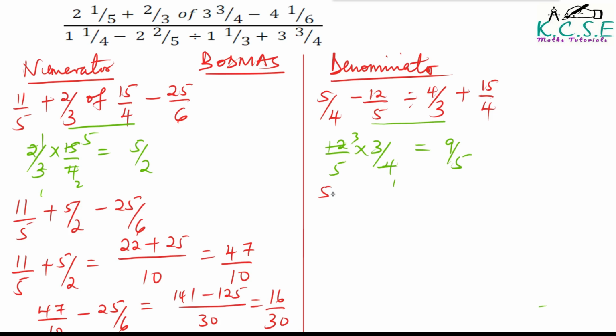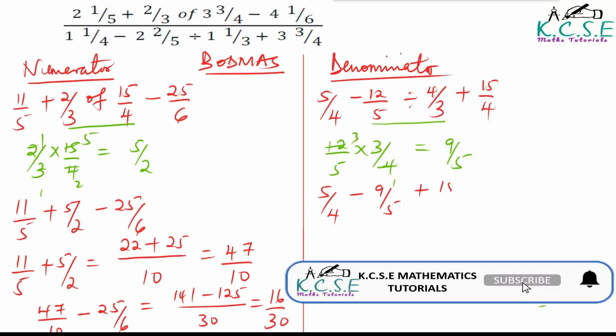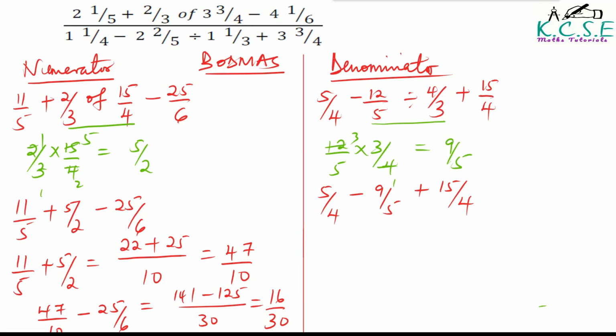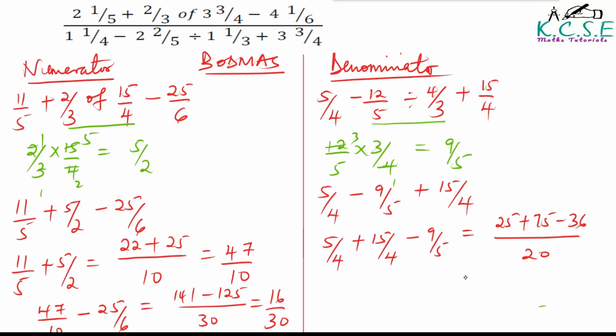After getting that, we can insert it, 5 over 4 minus, so we got the solution, this is 9 over 5 plus 15 divided by 4. Now, at this level, we have addition and subtraction. Addition should come first, so 5 over 4 plus 15 divided by 4, then we end with subtraction. So get the LCM. The LCM of 4, 4 and 5 is 20. So this will be 25 plus 75 minus 36.